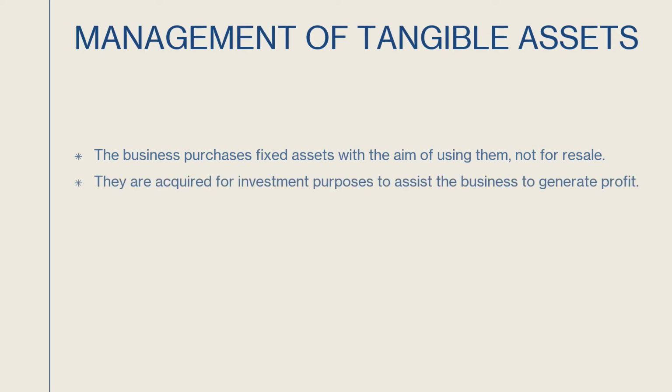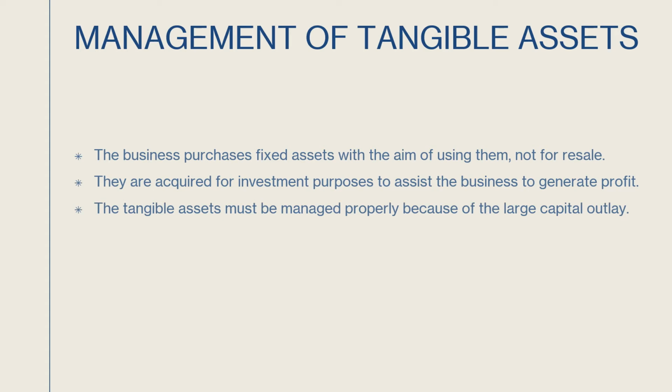They are required for investment purposes, as I mentioned just now, to assist the business to generate a profit. Obviously, they need their fixed assets to process raw materials, for example. They need machinery to process their raw materials. They need vehicles to deliver the final product to their consumers. So it's there to help them to generate a profit.